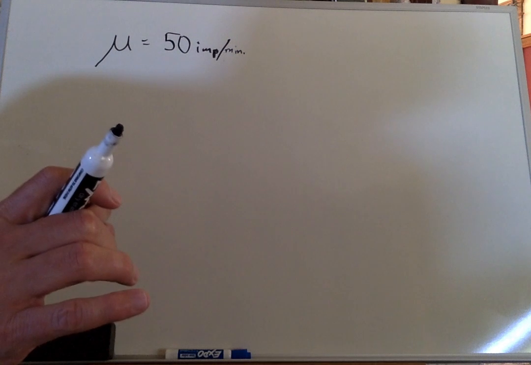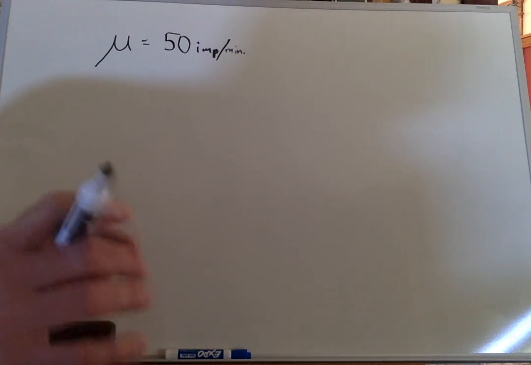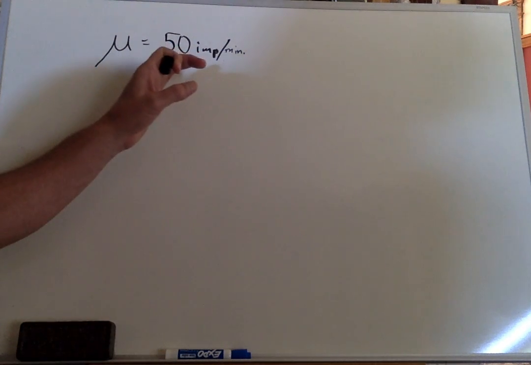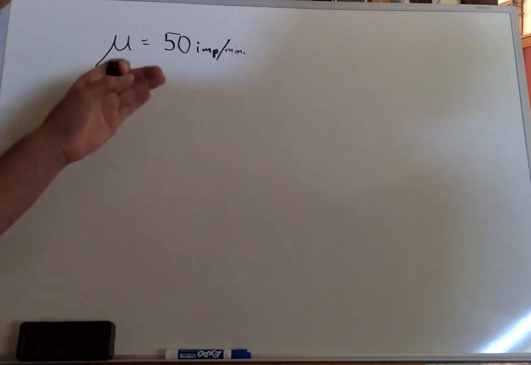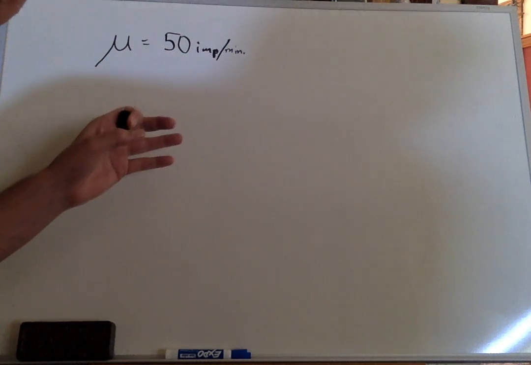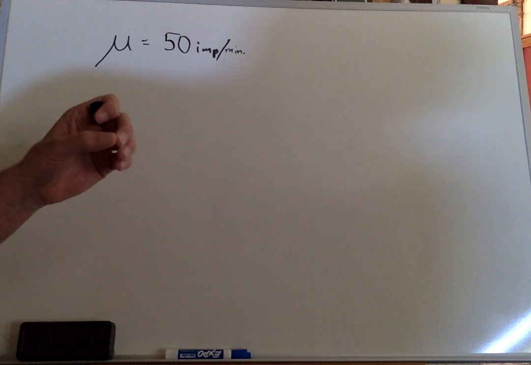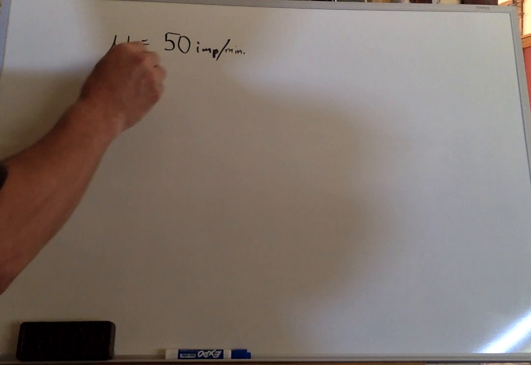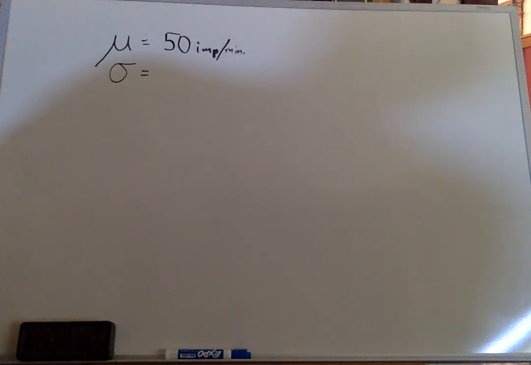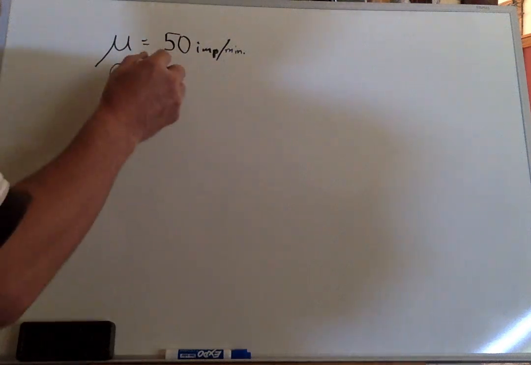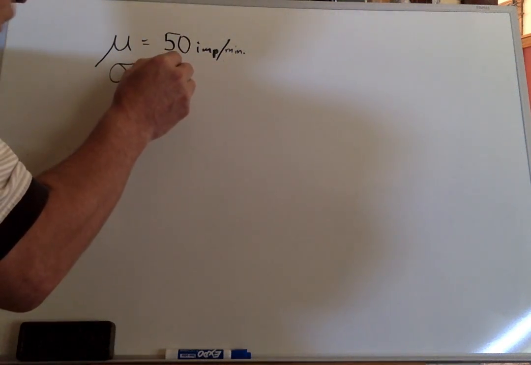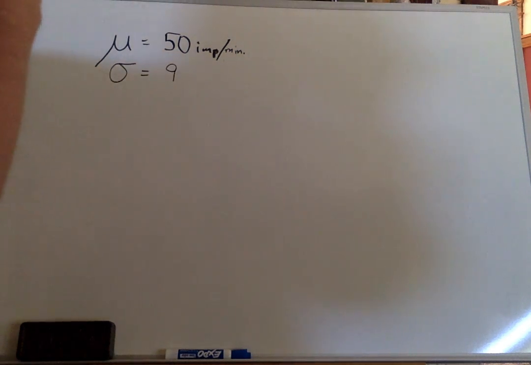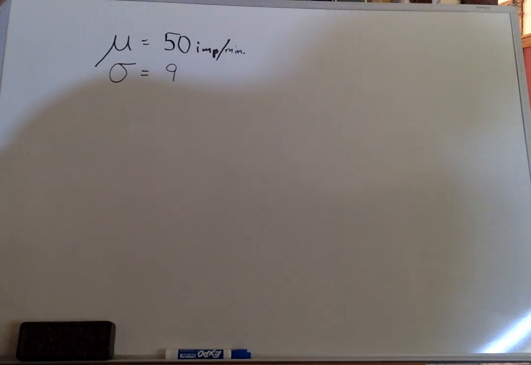we of course know that not all neurons are average, just like not all people are average, and not all dogs are average, and not all leaves on a tree are average. That is, there's going to be some variability. And so let's say on average about 50 impulses per minute, and we'll say that the standard deviation is 9. Okay?